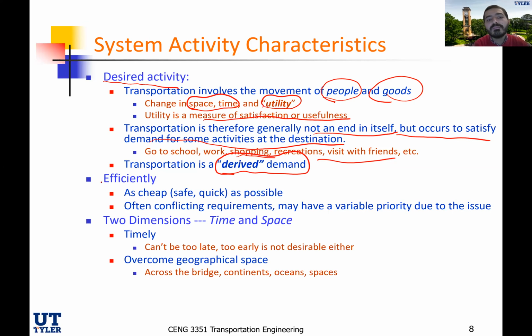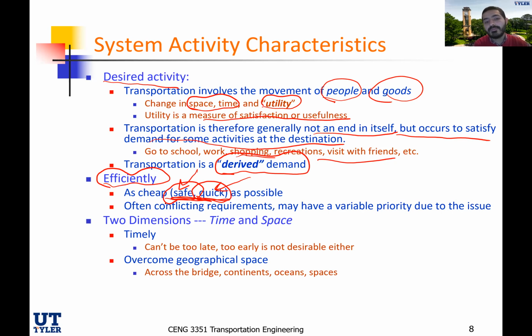But it's not just about moving people and goods from point A to point B. You also need to move them efficiently. That's very important. Efficiency here is all about safety and how quick it is. Those are two very important factors. Safety, of course, is number one all the time when it comes to transportation engineering. But you would also like to get people as well as goods from point A to point B in a very quick manner.